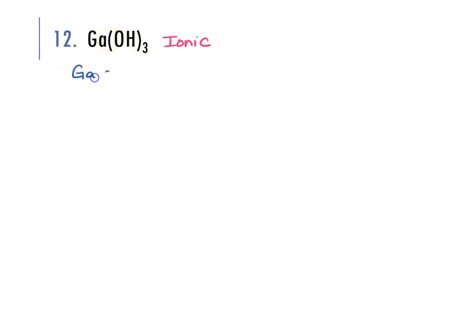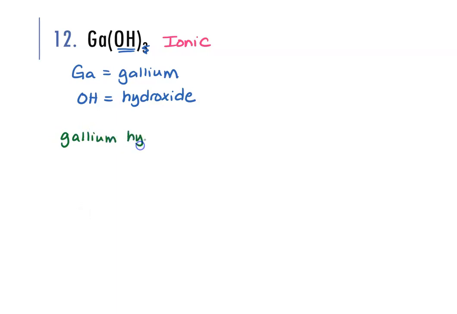So we find that Ga is gallium, and then we only care about what's on the inside of the parentheses, not the subscripts on the outside. So we look at OH. This is 2 elements. So we're going to look at the back of our periodic table, and we find that this is hydroxide. So because it is ionic, we do not change any endings here. We leave it just the way it is. And I get gallium hydroxide. So that is, in a nutshell, how to name compounds.